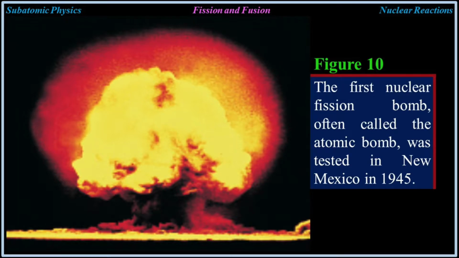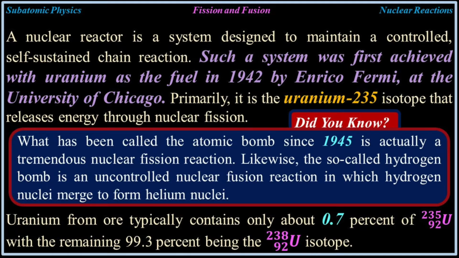The first nuclear fission bomb, often called the atomic bomb, was tested in New Mexico in 1945, at Alamogordo, New Mexico. The nuclear reactor is a system designed to maintain a controlled, self-sustained chain reaction. Such a system was first achieved with uranium as a fuel in 1942 by Enrico Fermi at the University of Chicago. Primarily, it is the uranium-235 isotope that releases energy through nuclear fission.